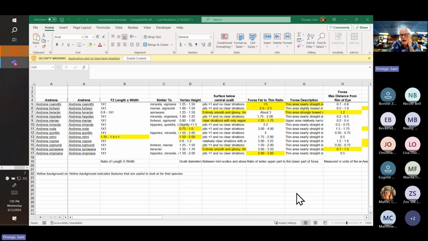Another nice thing is you can modify it however you want, and you can add additional Trachandrena species. So we'll look at a Trachandrena. We're going to start with Andrena forbesii, which here is one of the most common species, and use it as a format for talking about all the others. And in general, what we're looking for, and we'll show these.